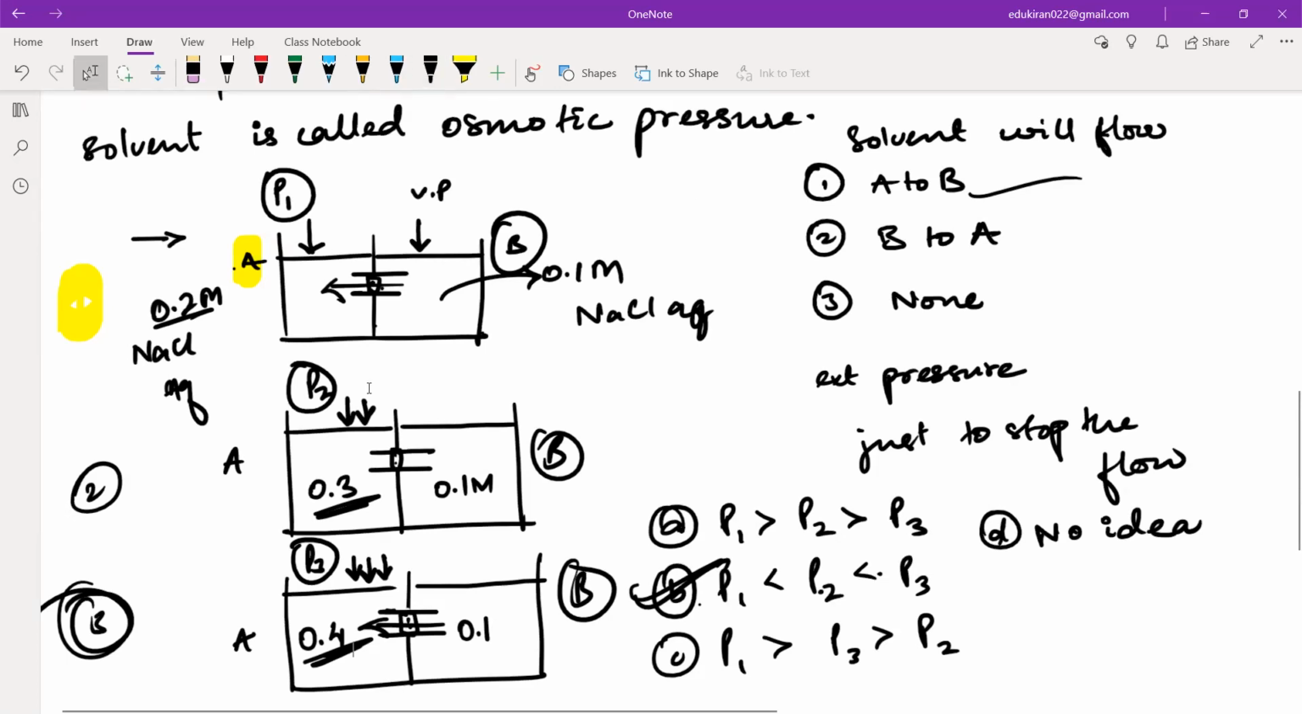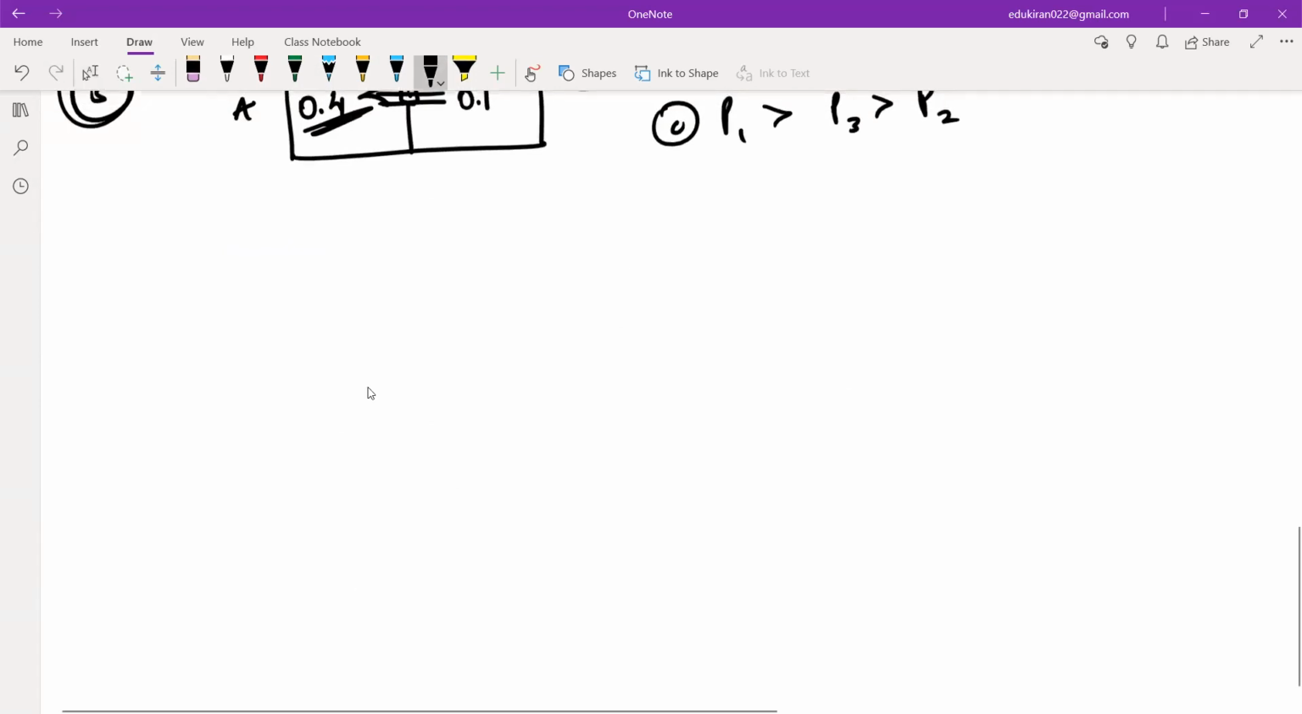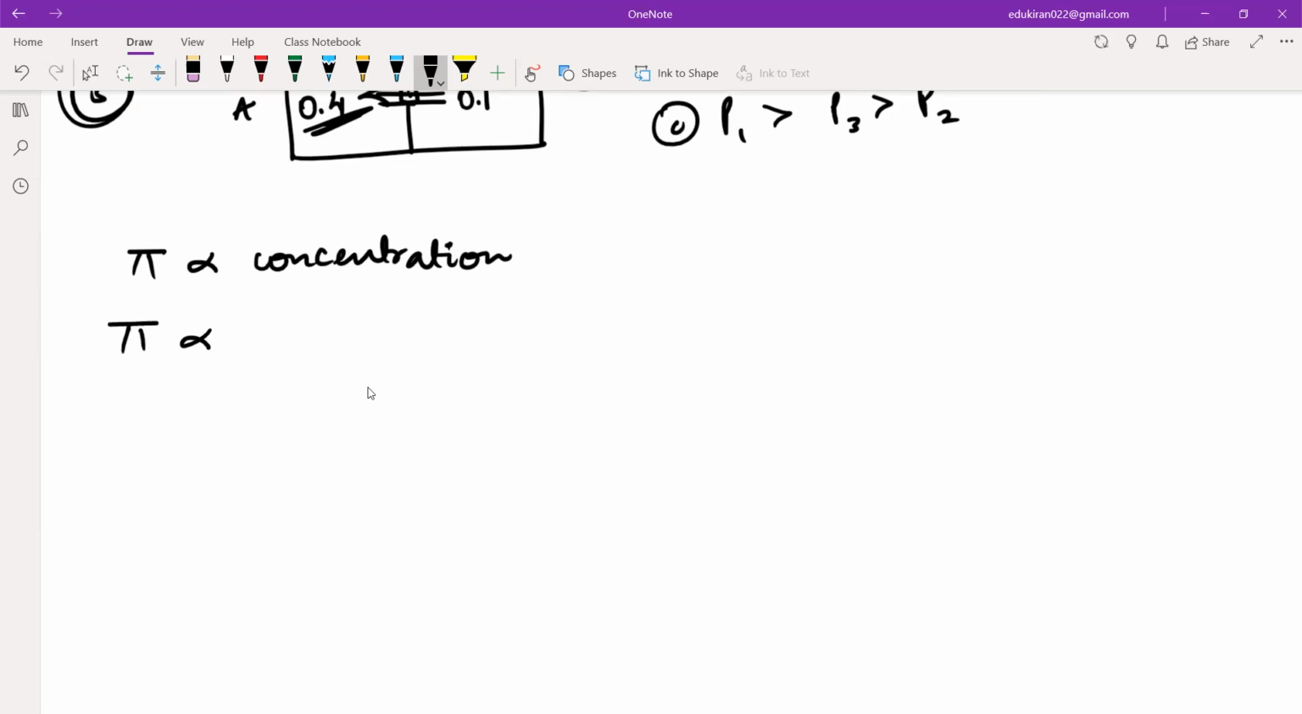Okay, fine. That means what I will write? The osmotic pressure pi is directly proportional to the concentration, and the concentration term which was found to be directly proportional is molarity. Now pi is equal to some constant k times molarity, right? Also, you should understand one more thing.